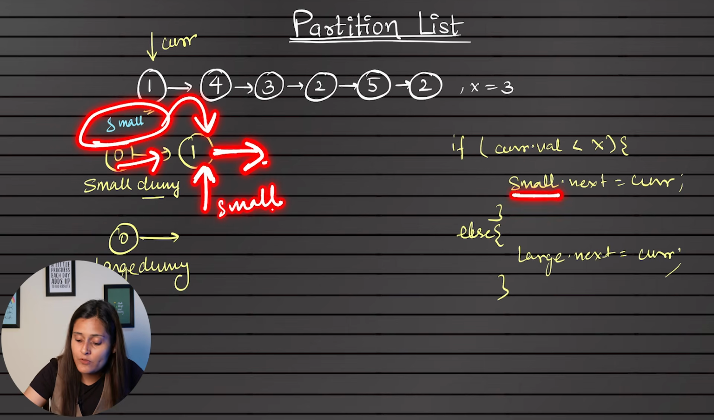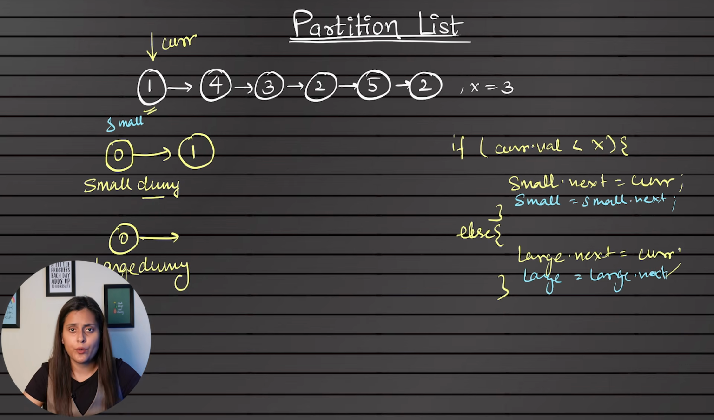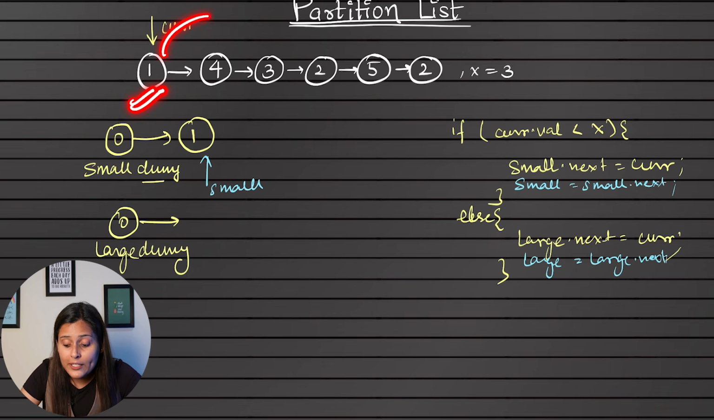So after adding, it is very important to move your small to small dot next, similarly large to large dot next. Very good. Now once connected, we will say small will point to this node. Can I say? Yes. Now once connected, what do we have to do? Don't you think we should move current also, so that next time we will compare this node?